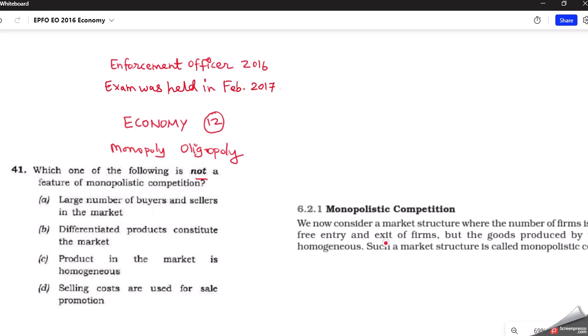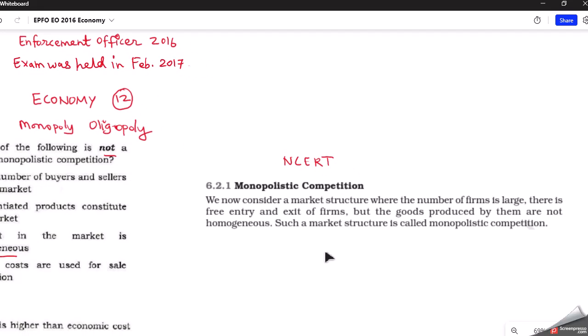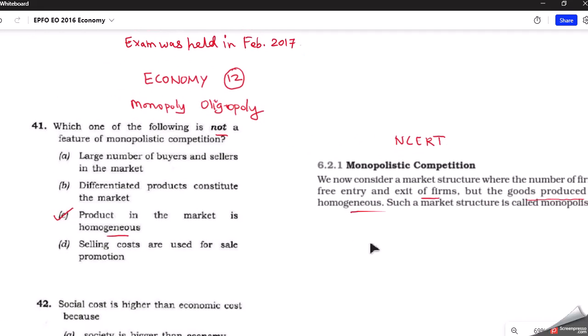So the correct answer here is C. Product in the market is homogeneous. If you see the explanation here, this has been taken from NCERT class 12th microeconomics, and it clearly says that there is free entry and exit of firms, but goods produced by them are not homogeneous. So it clearly says that the goods produced are not homogeneous. Here it is saying that the goods or the products in the market are homogeneous. So C is the answer here.